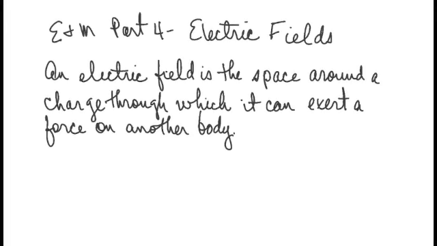Welcome to Electricity and Magnetism Part 4, Electric Fields. In this part we're going to talk about how we represent electric fields. We do that using lines. And as you can see on your screen, an electric field is a space around a charge through which it can exert a force on another body.